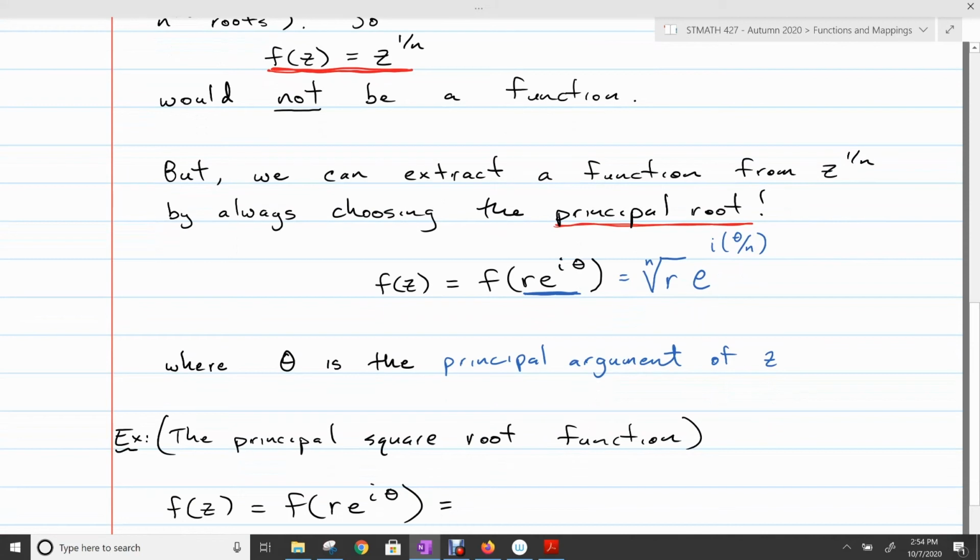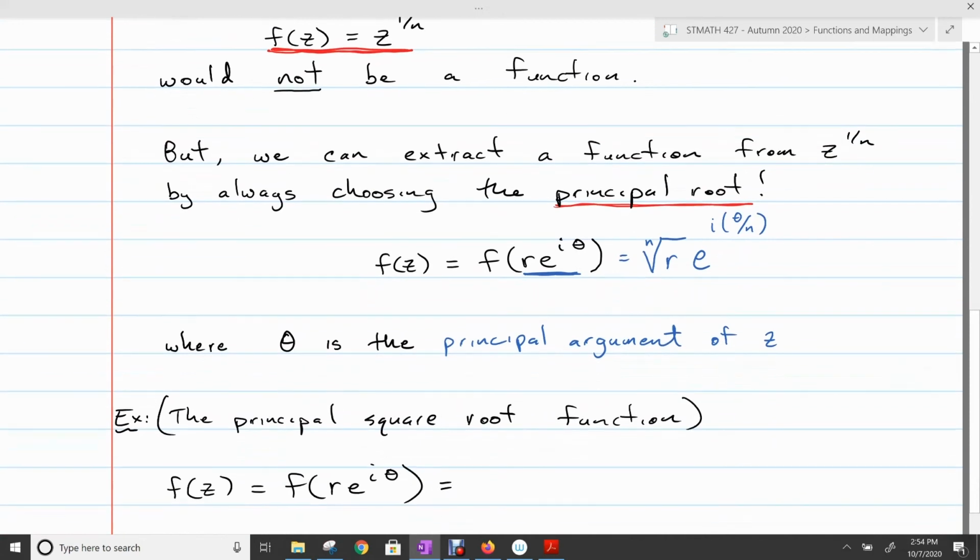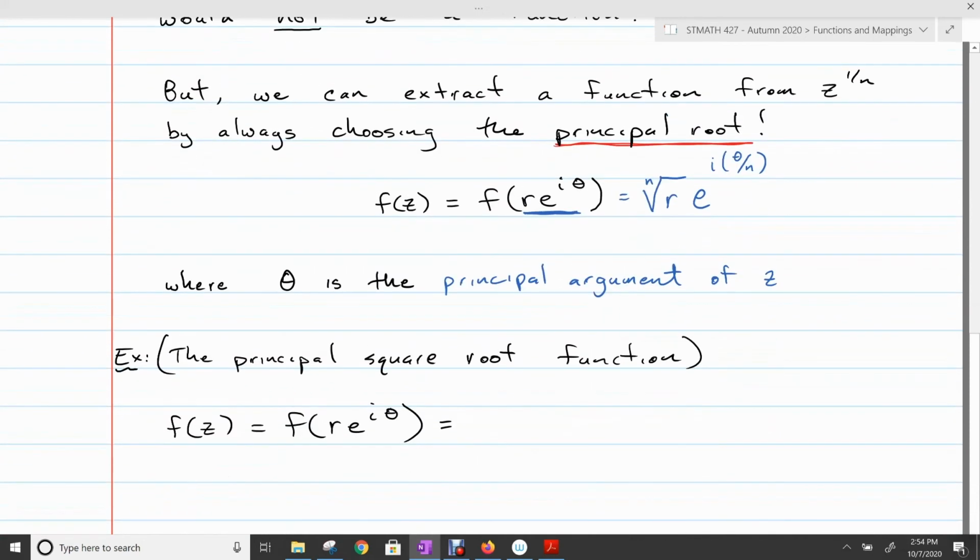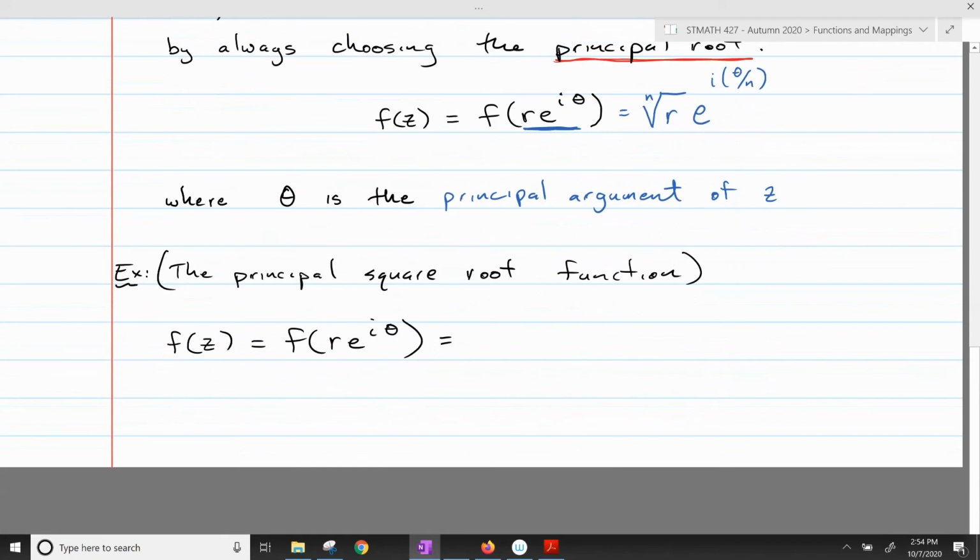So we get sort of a principal root function. And there we're just getting one value. So just as a concrete example, what would be the principal square root function? Well, if we're doing square roots, you would take the square root of your radius r, and then you'd have e to the i theta over 2, and here theta is the principal argument of z. Well, we have notation for that, capital Arg of z.